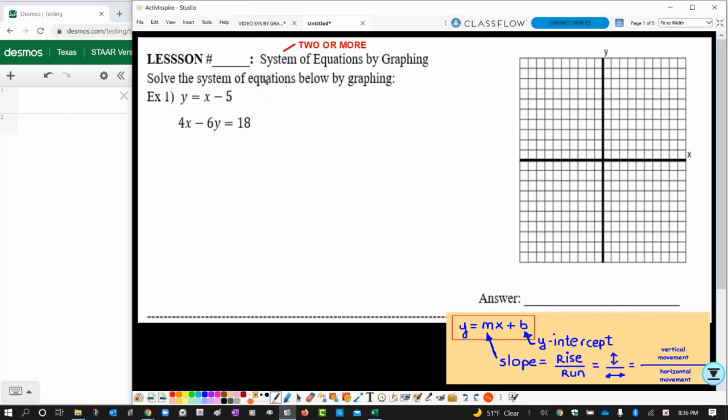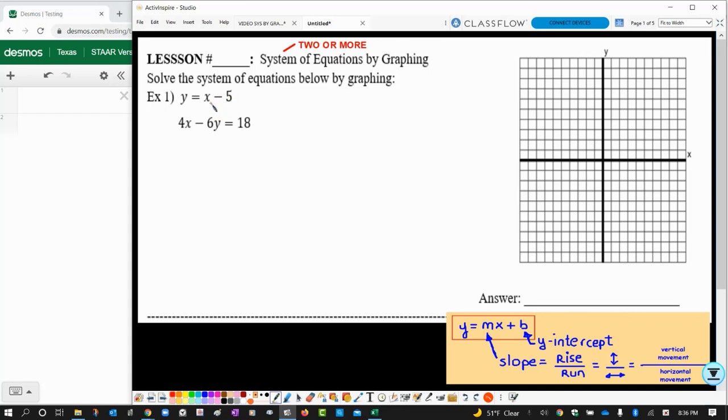Hello and welcome. Today's lesson is going to be about system of equations by graphing. A system is two or more equations. For the purpose of this lesson, we're going to be doing system of equations with two equations each.